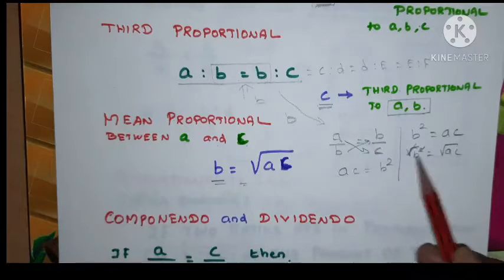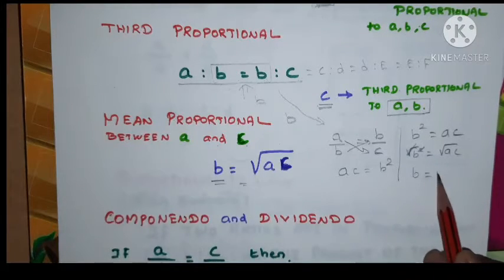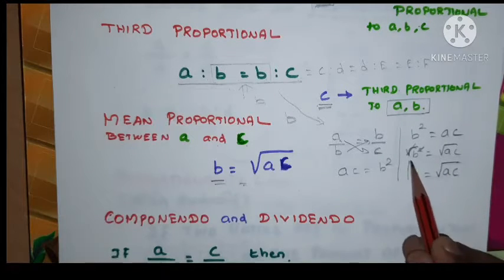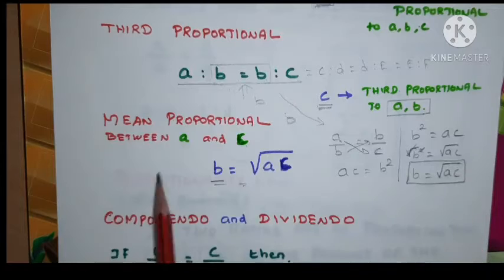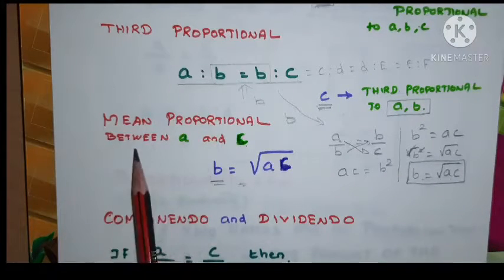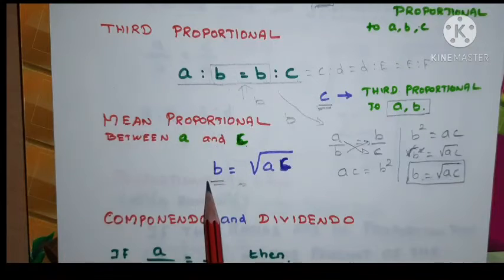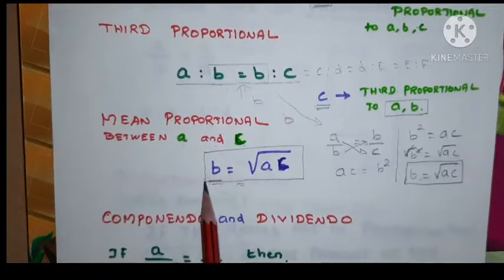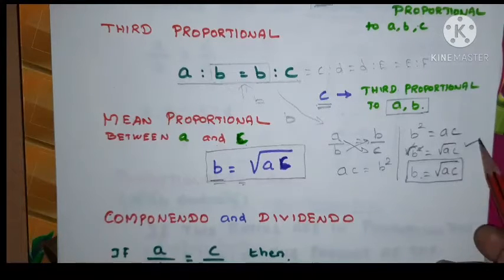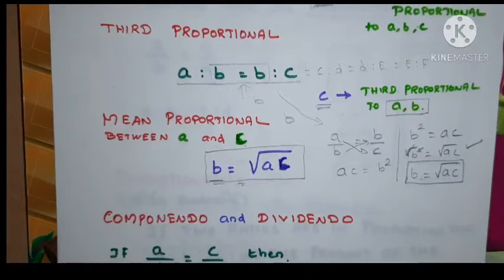The square and square root will cancel. So B is equal to square root of A into C. This is what we are calling the mean proportional B between A and C. So the mean proportional B between A and C can be expressed as B is equal to square root of A into C. How we arrived at this has been explained here. Hope you can understand clearly.